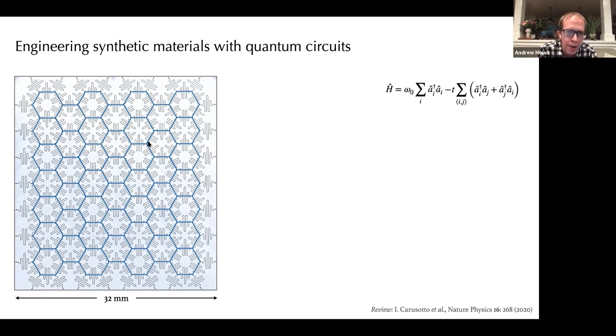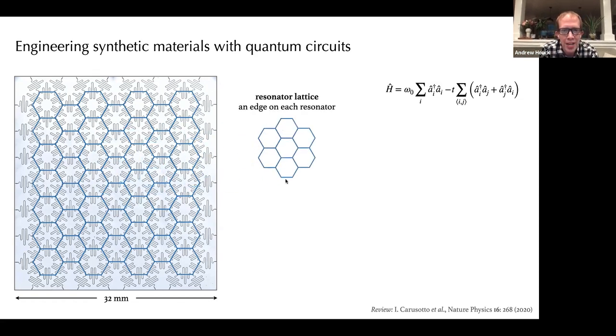But you have to remember, these lines here are the resonators. They're not actually the typical things you see in a crystalline graph, which are the bonds. And so there's a resonator on the edge. Each resonator is an edge on this lattice. But those edges are actually the lattice sites.